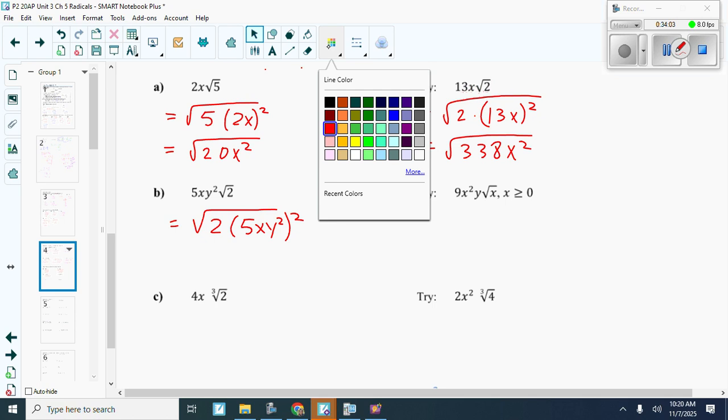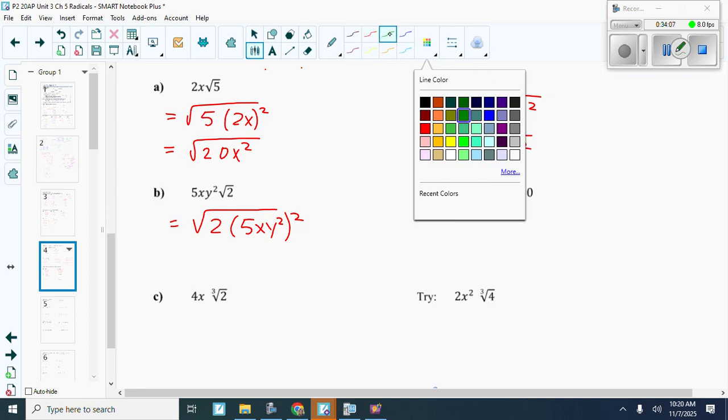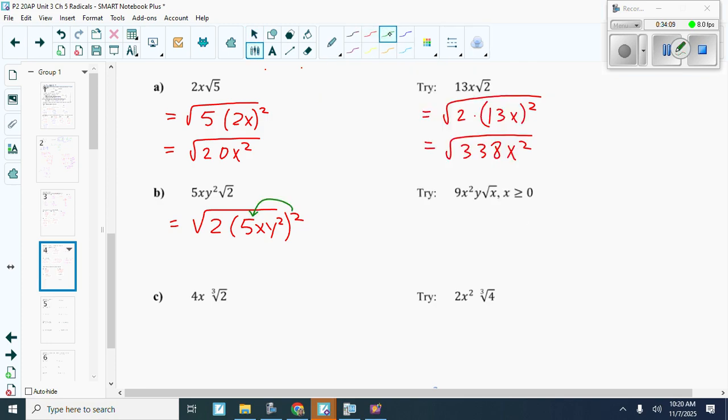I don't know why my colors just looked weird. There we go. Don't forget every term gets squared. So the 5 gets squared, the x gets squared, the y squared gets squared. So we have 2 times, this is 25 x squared y to the power 4.